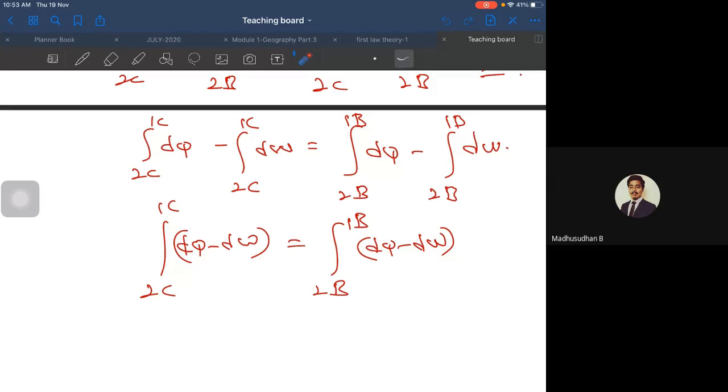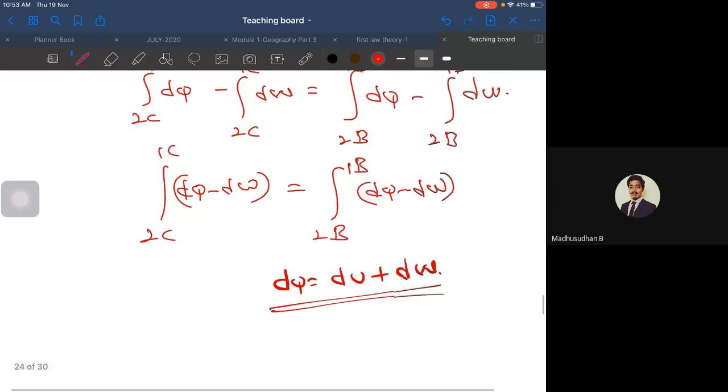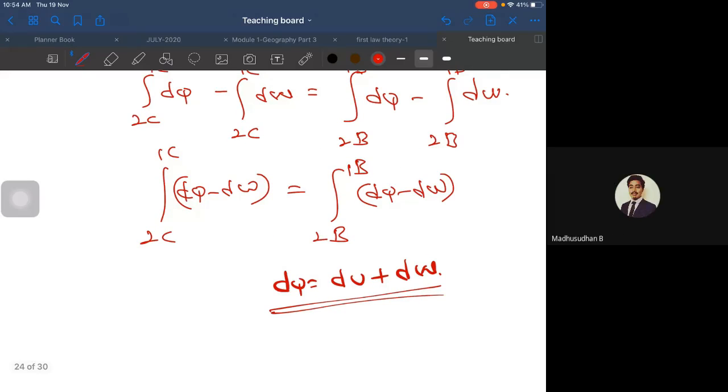According to the first law, when you apply it for a process, what is it? It is dq equals du plus dw. Correct? Yes or no? Am I correct? Yes, sir. In this particular equation, I'll be transferring dw to the other side. It is dq minus dw equals du. Correct?